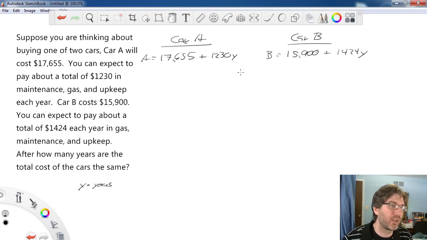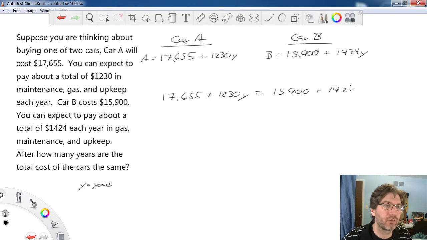So I want to say, hey, when does A equal B? At what time does A equal B? So I am going to set them equal to itself. So 17,655 plus 123y equals 15,900 plus 1424y. I want to know when they are the same, so I'm going to say how many years is it going to be when these two are exactly the same.